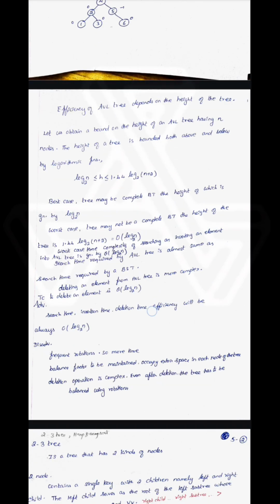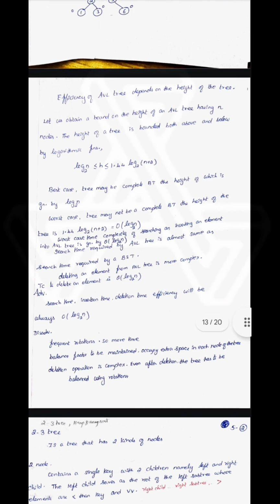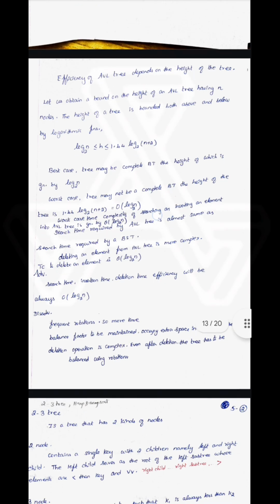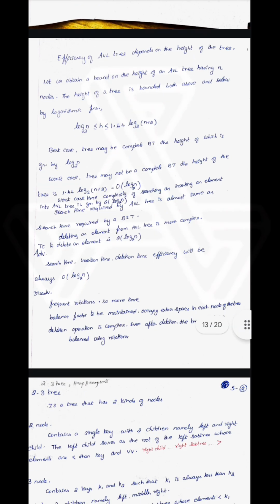The height of the tree is bounded both above and below by logarithmic functions. Log n to the base 2 is less than or equal to height, which is less than or equal to 1.44 into log of n plus 2 to the base 2. In the best case, the tree may be a complete binary tree, the height of which will be log n to the base 2. In the worst case, the tree may not be a complete binary tree. The height of the tree is 1.44 into the log of n plus 1 to the base 2.